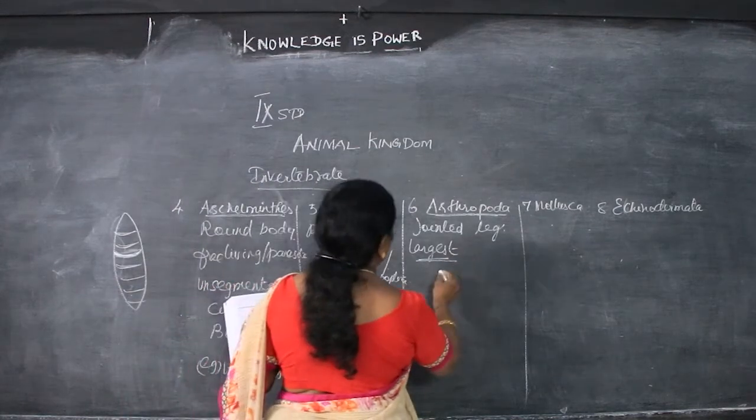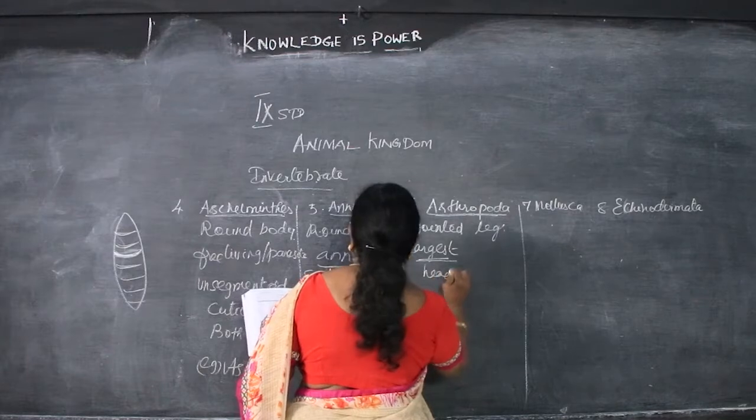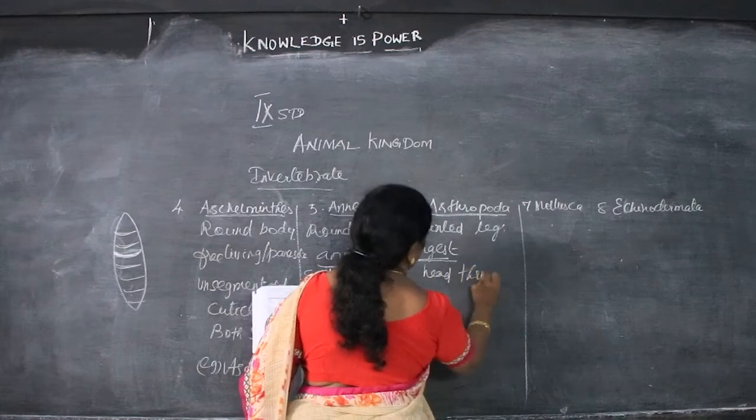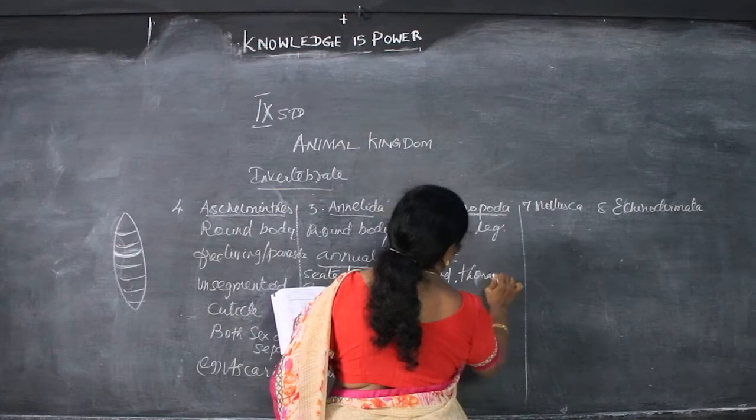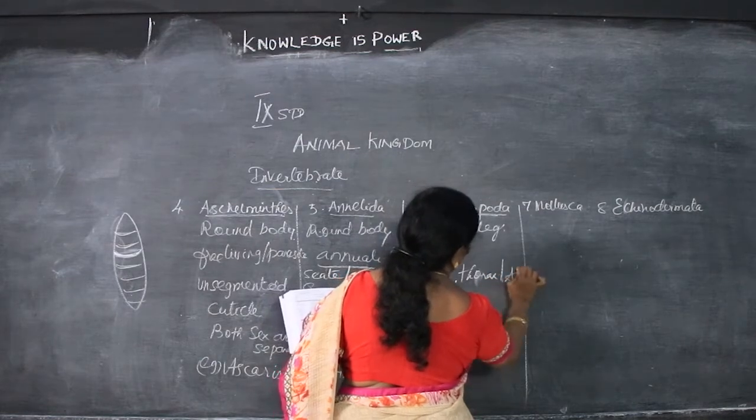So the body is divided into head, thorax, and abdomen.